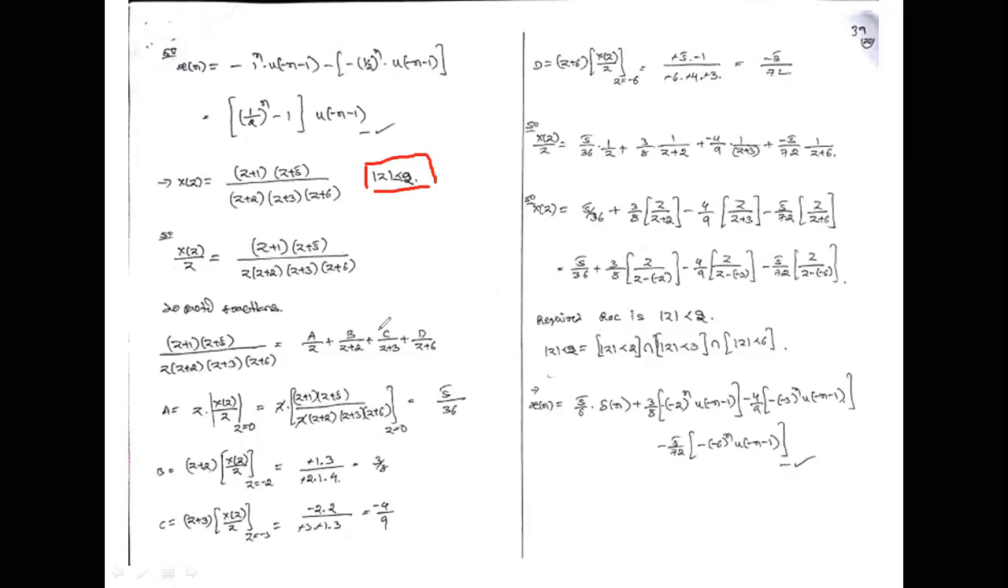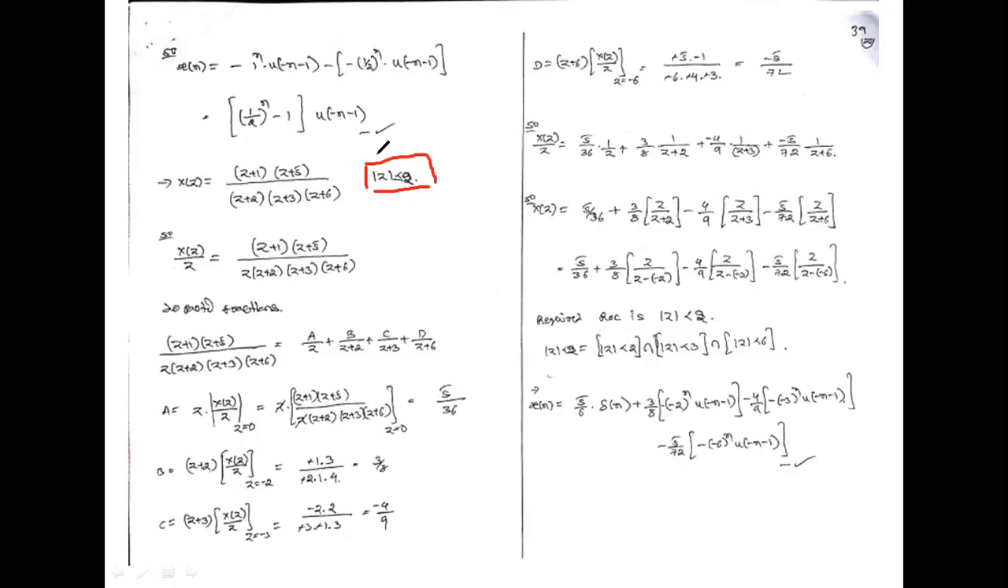So write the a, b, c, d values in this function. A is 5 by 36 into 1 by z, 3 by 8 into 1 by z plus 2, minus 4 by 9 into 1 by z plus 3, and minus 5 by 72 into 1 by z plus 6. But on the left hand side it is X of z by z. Cross multiplying the z on the right hand side, the z cancels: z by z plus 2, z by z plus 3, z by z plus 6.